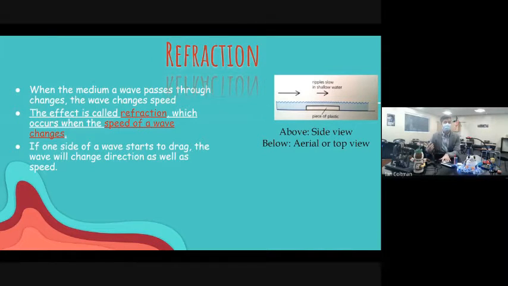And that's exactly what happens with big waves. When the bottom slows down, but the top is still moving at the old speed, they tilt forward and they crash. And that's what makes the big curve that surfers are looking for when they're finding good waves to ride. So that crash of the wave happens because of refraction, because the wave changes speed based on the substance that it's moving through or the depth of the substance.